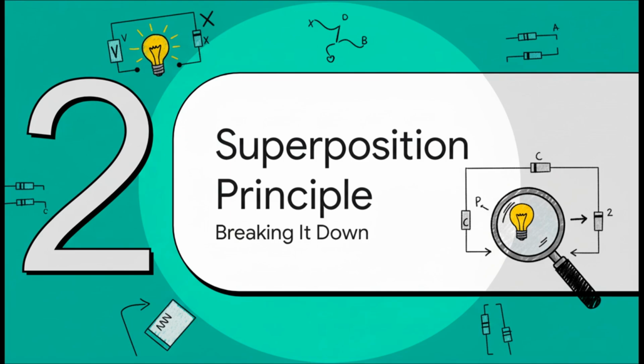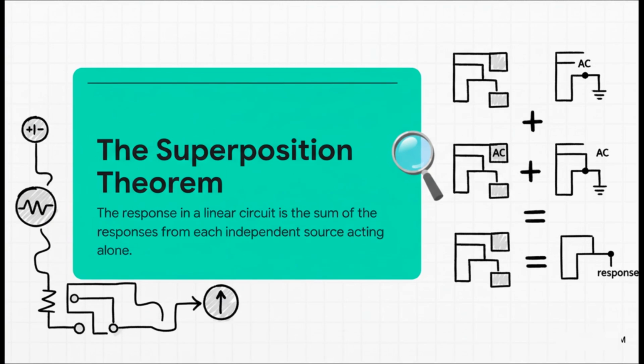Well, the core idea is all about breaking the problem down. It's about focusing on just one thing at a time, which is a pretty powerful strategy for any kind of problem, really. And here's the formal principle. What it's really saying is that the total effect, whether that's a voltage or a current somewhere in the circuit, is just the sum of the individual effects from each power source, as if each one were acting all by itself. So instead of one big messy problem, you get to solve a few simple ones. It's a classic engineering divide-and-conquer approach.